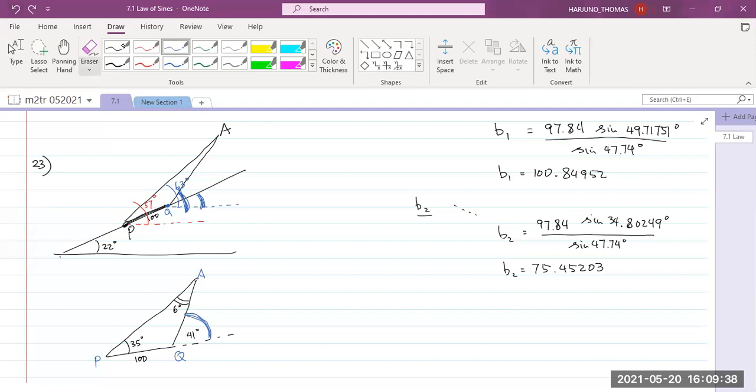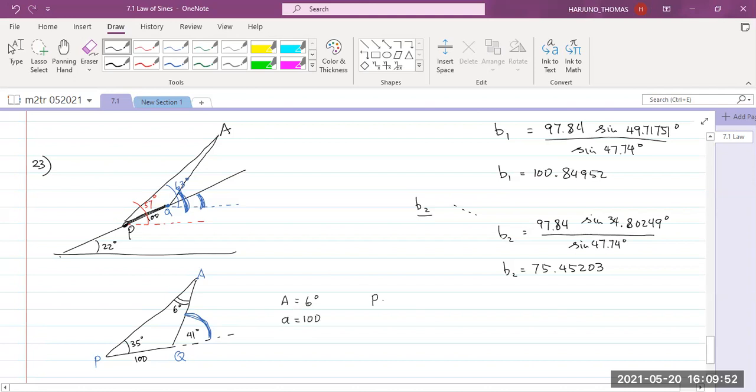Now from that situation, let's write it down. Angle A is 6 degrees. The opposite side is 100. Angle P is 35 degrees. The opposite side is AQ. We don't know that. And angle Q is 139 degrees. Right? This is 139 degrees. Side AP is the one we don't know.